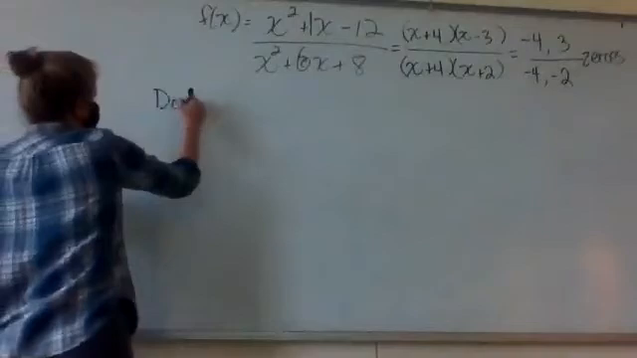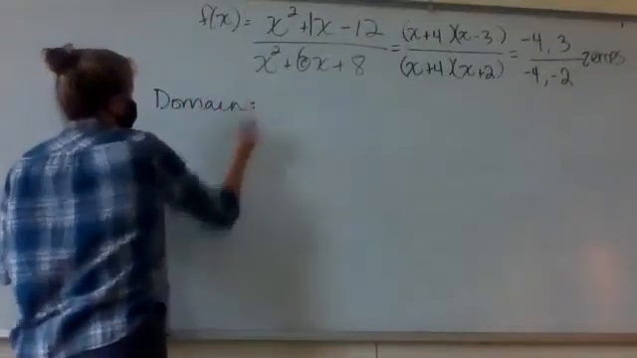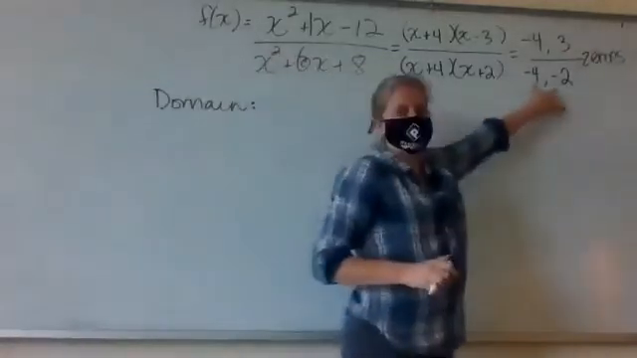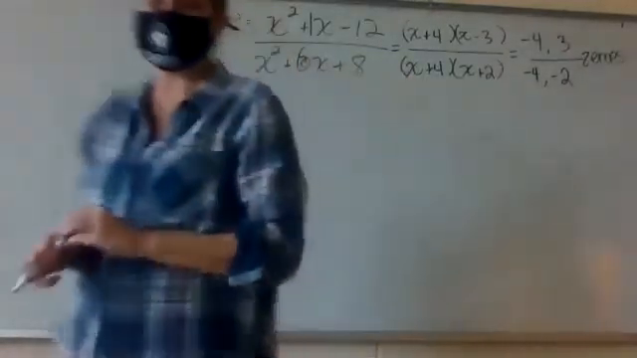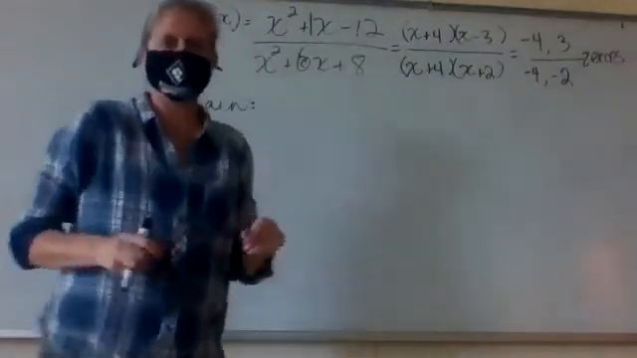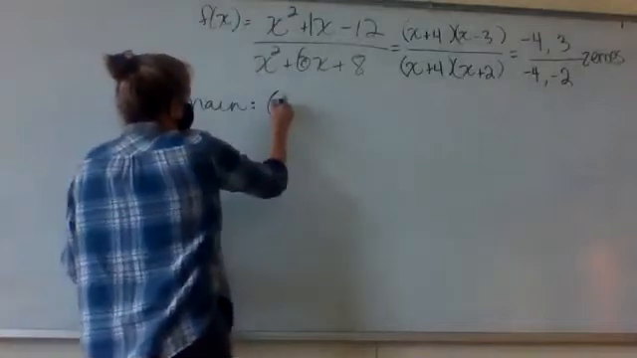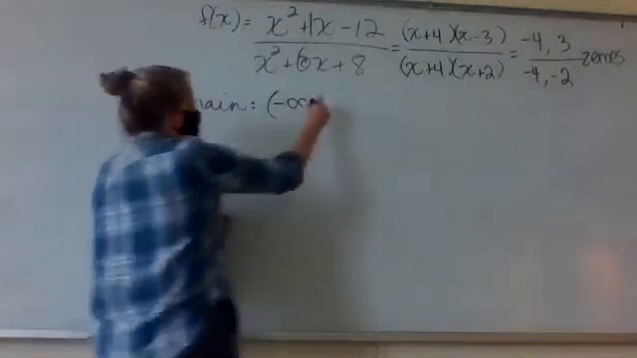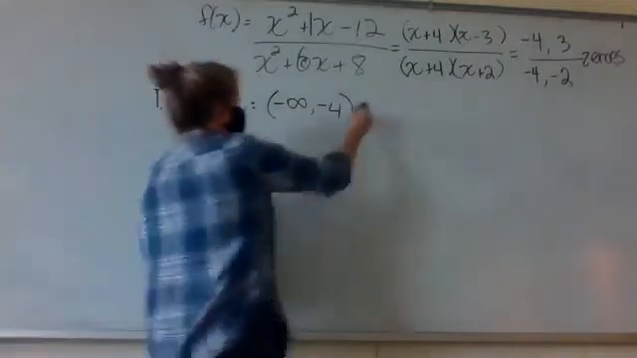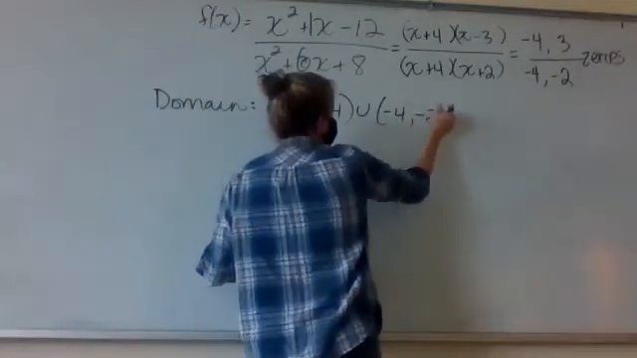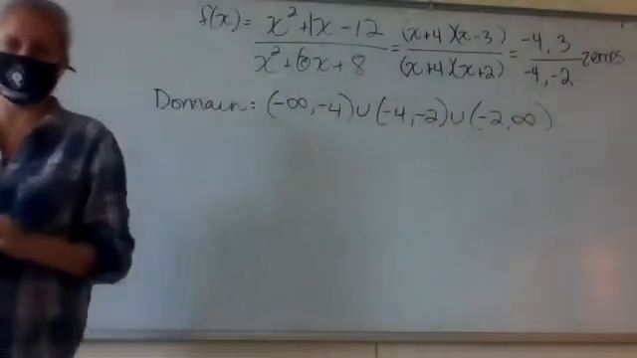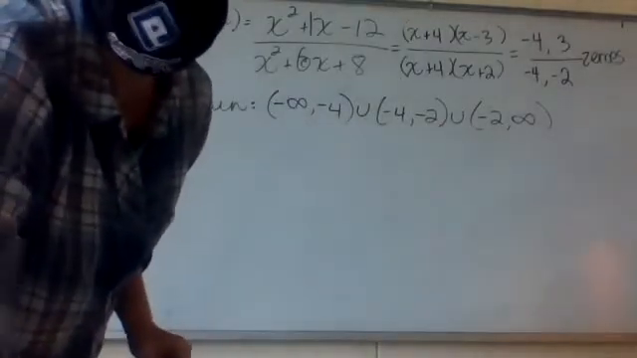So let's see, the first thing it's going to ask me is the domain. What does the domain come from? Again, the zeros of the denominator need to be excluded from the domain, which means all the numbers on the number line except -4 and -2. So how am I going to write that? Negative infinity to -4. All the numbers between -4 and -2 are good. So -4 to -2. And then all the numbers above -2, which would be -2 to infinity. So there's your domain.